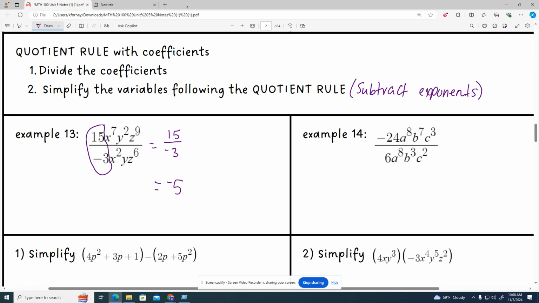So now with our variables, we just apply the quotient rule. So for my x, that would be 7 minus 2, which is 5. For the y's, we have 2 minus 1, which is y. For the z, we would have 9 minus 6, which is 3.